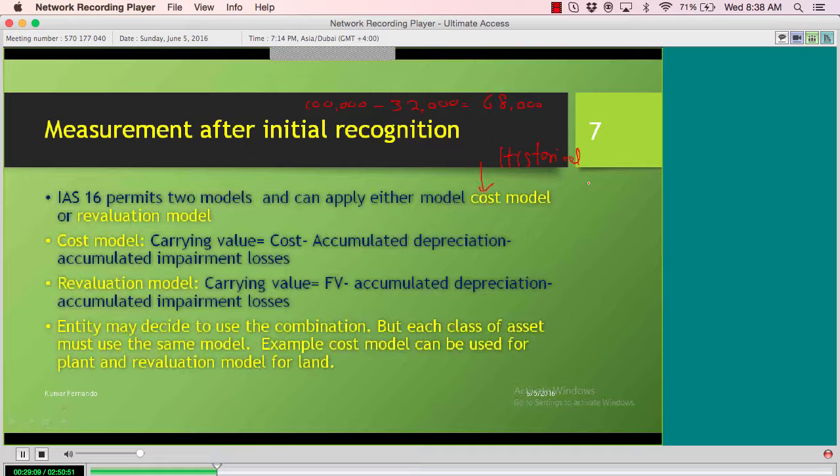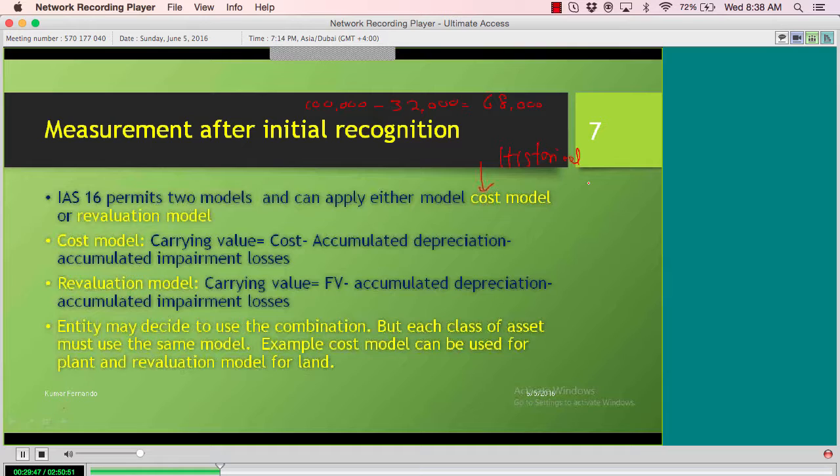So the cost model, you can see, is the cost minus accumulated depreciation minus any impairment. So 68,000, if it is impaired by 8,000, that will be the cost model 60,000. But the revaluation model means you try to find out the fair value every year. Fair value means if you do an arm's length transaction, what is the value? For example, land, most of the time we revalue it, because land is going up in price. So we will revalue the land.